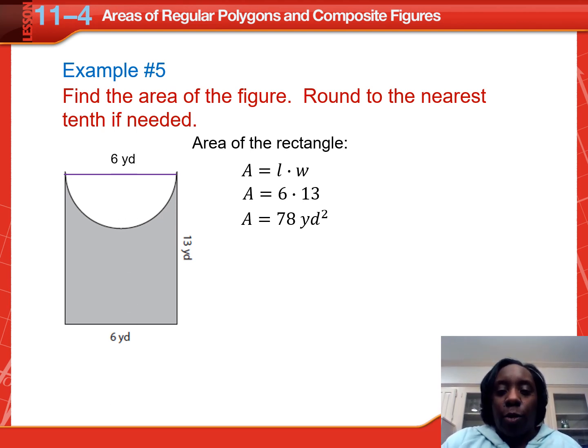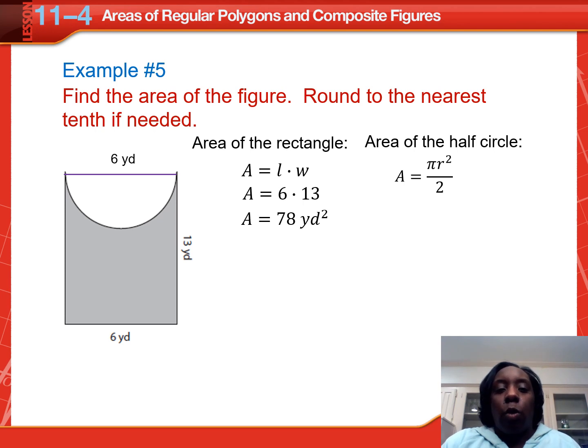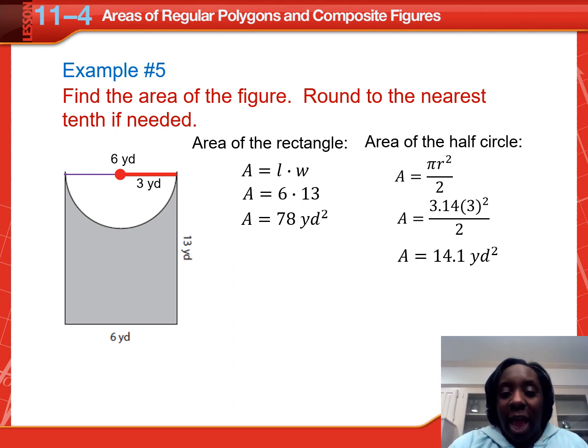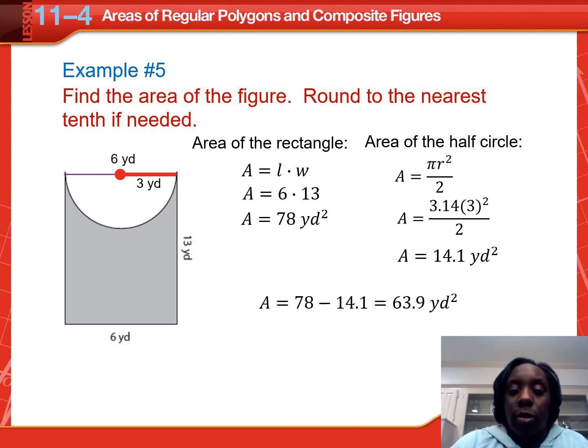Let's talk about that half circle. All right, so we know we need radius for our half circle. That 6 is not going to help us. So what is our radius going to be? Our radius is going to be a 3. So now when I look at the formula, I can substitute a 3 into the formula, and I get 14.1 yards squared. Now I'm not going to add because I'm not combining the area. I'm taking away from that rectangle that was 78 yards squared in area. So I subtract, and then that is my answer.